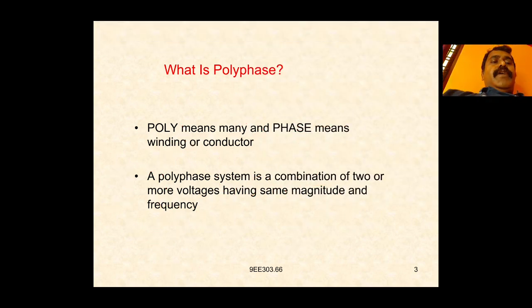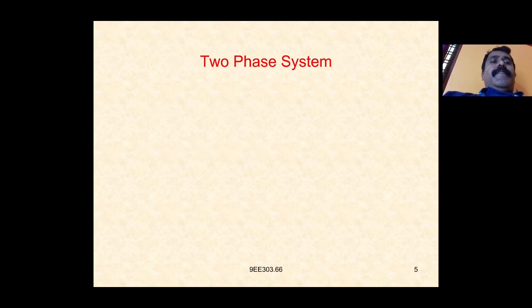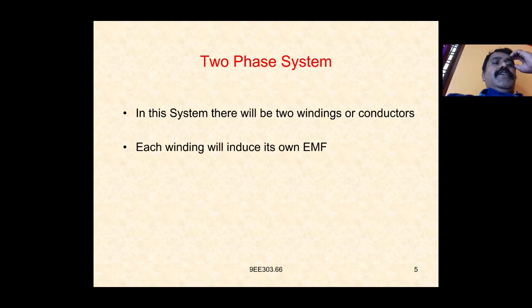So this is the difference between single-phase and three-phase. The types of polyphase circuits are the two-phase system and the three-phase system. In the two-phase system, there will be two windings or conductors, and each winding will induce its own EMF.